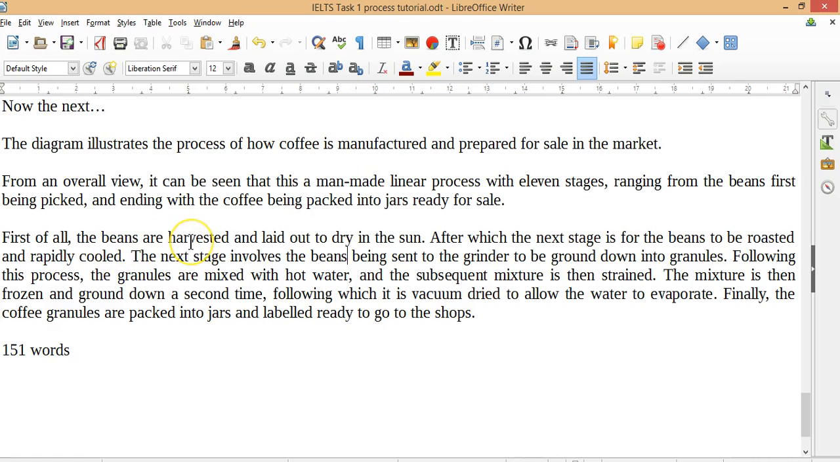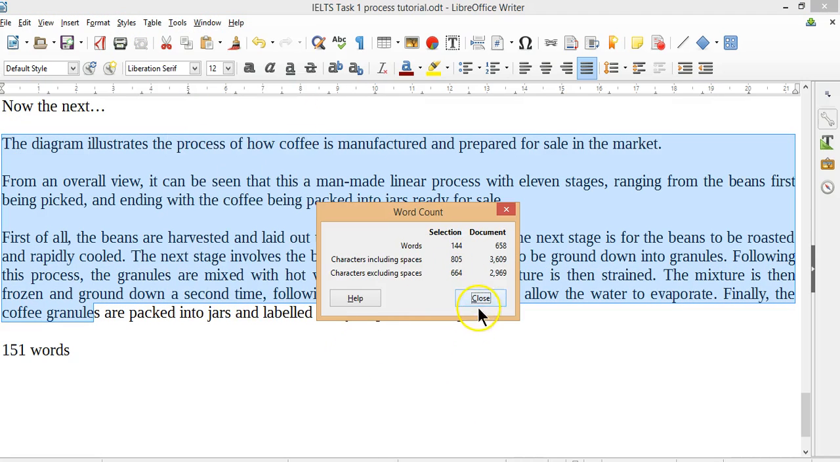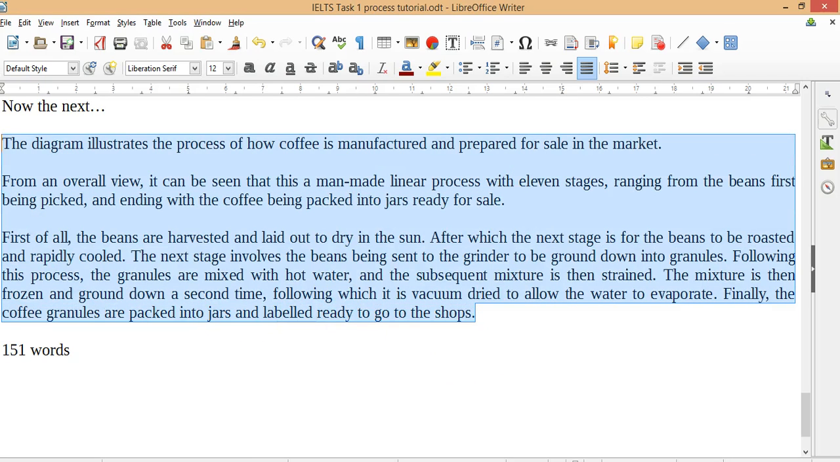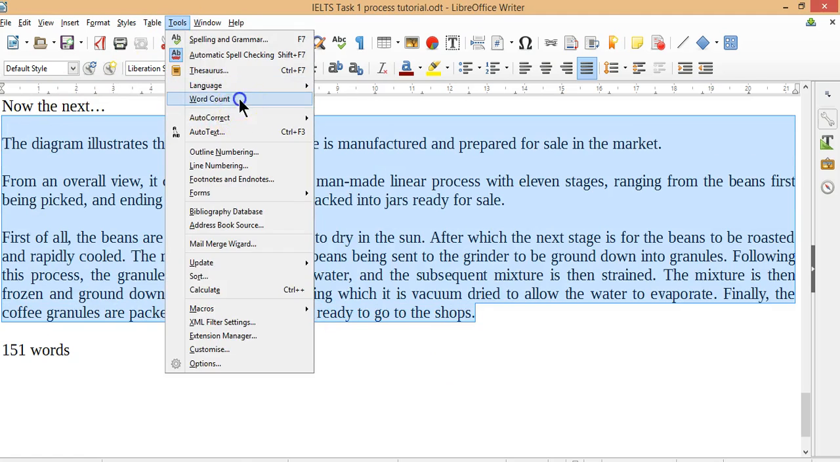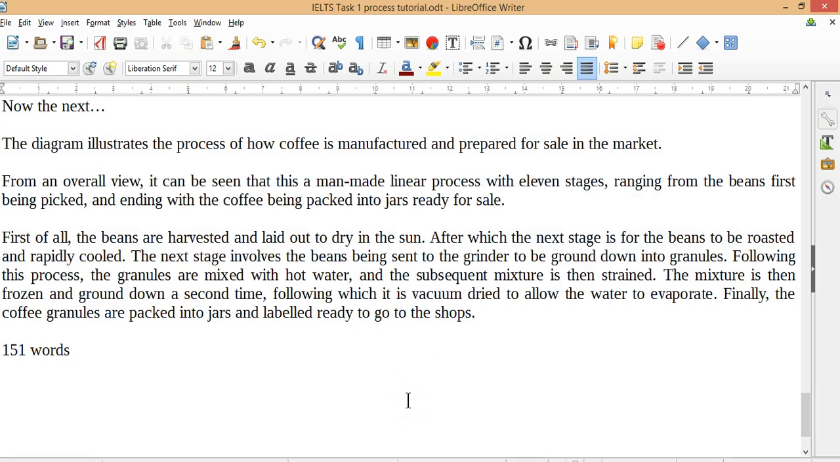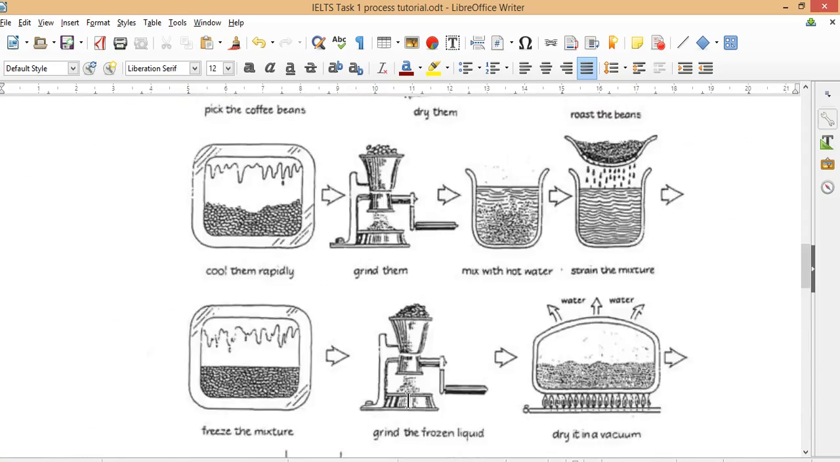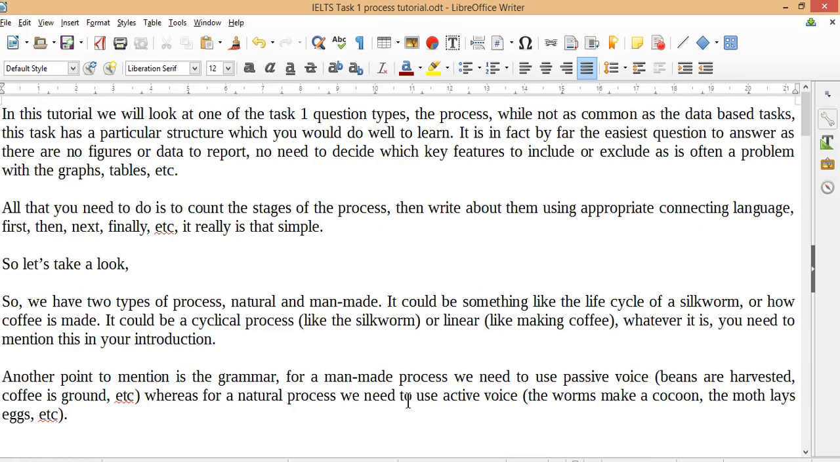You can usually put two or three stages in a single sentence. And I think now I've only extended it by a couple of words. 144. Oops, because I missed that end part off. There we go, let's have a look. 156 now, yeah. So, five extra words. So that's it, really. As you can see, there's not a lot to say. The process question, really, it is quite easy.